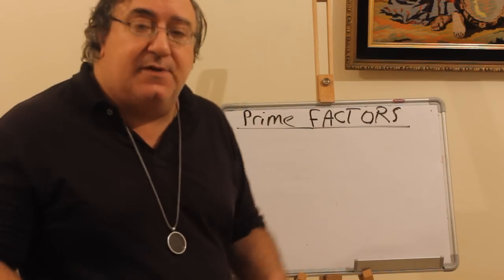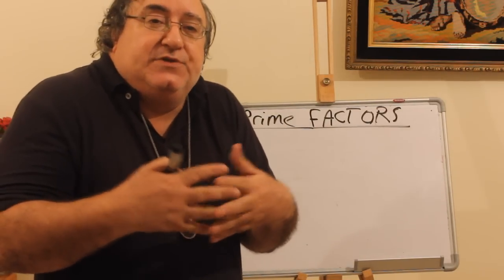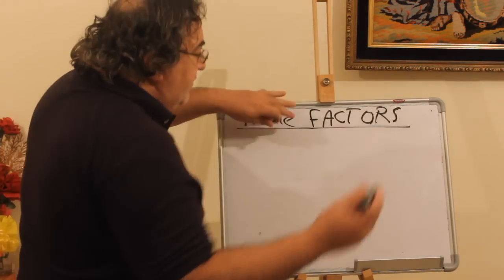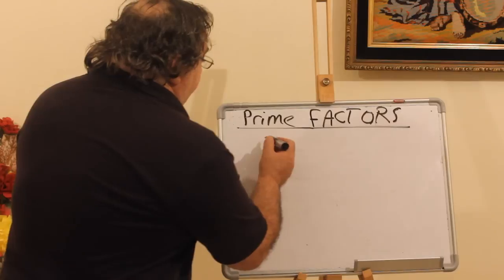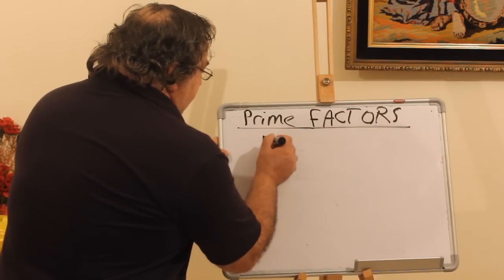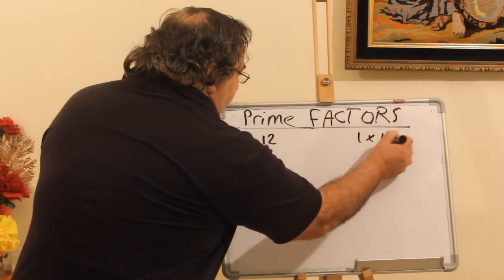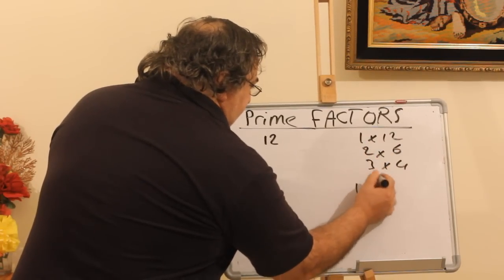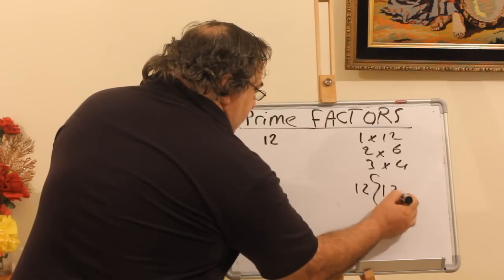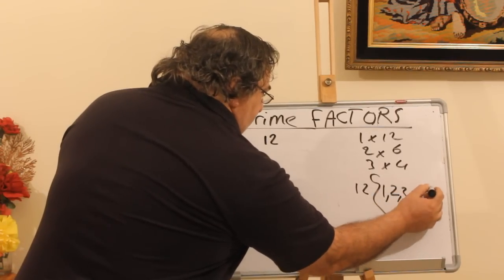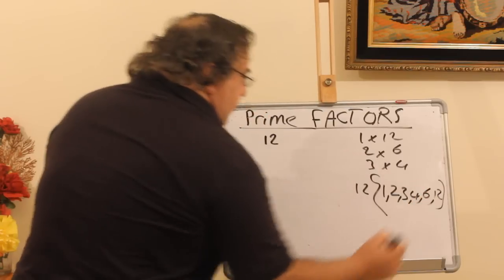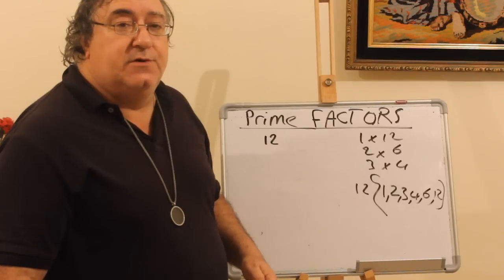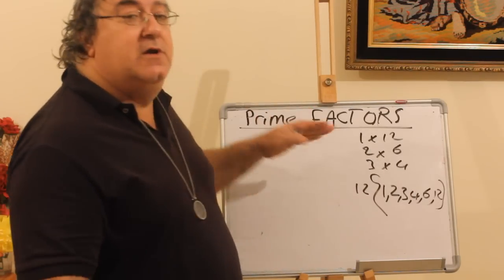But for prime factors, I want the factors to be prime, so they give me the required number. We noticed before that the factors of 12, without using prime factors, were 1 times 12, 2 times 6, 3 times 4. So the factors of 12 are 1, 2, 3, 4, 6 and 12. We notice that many of these factors are not prime. So how can we make the factors only prime?